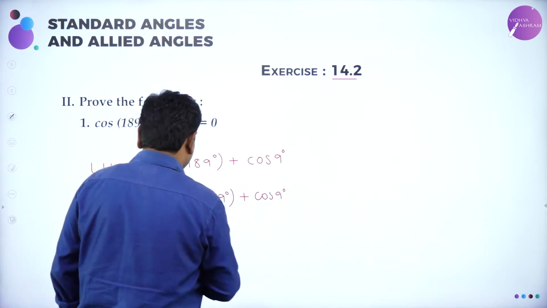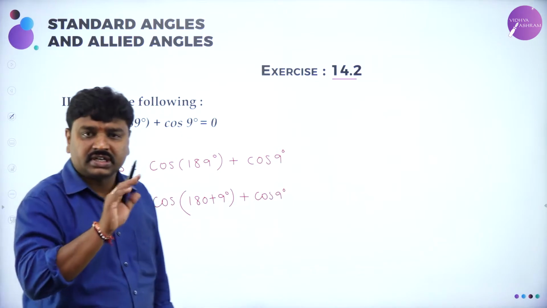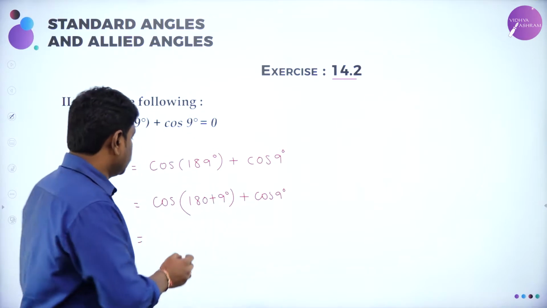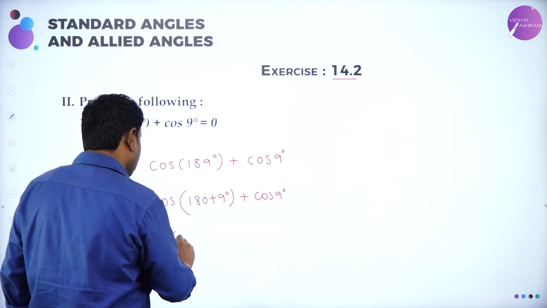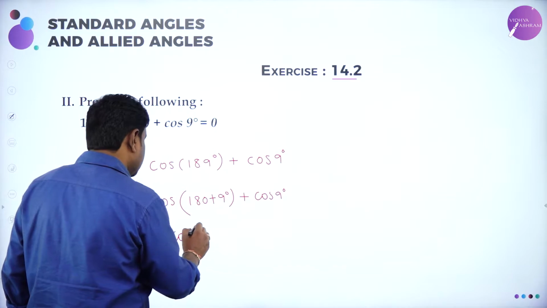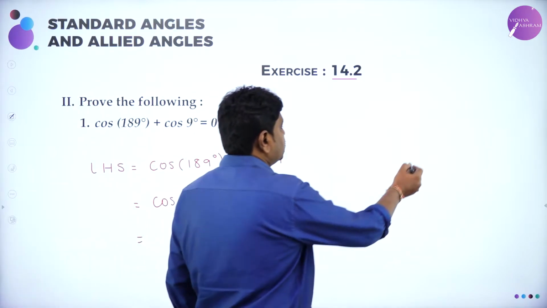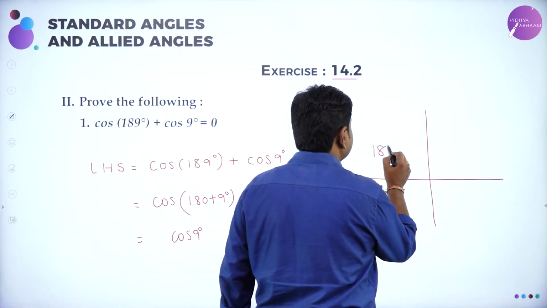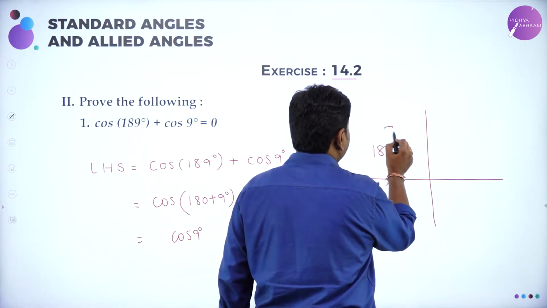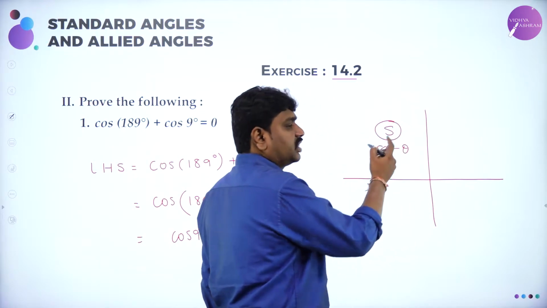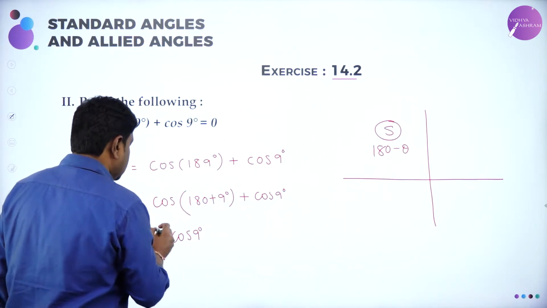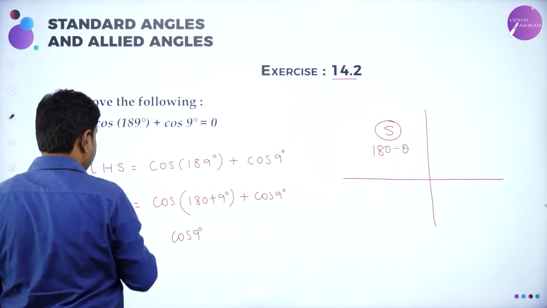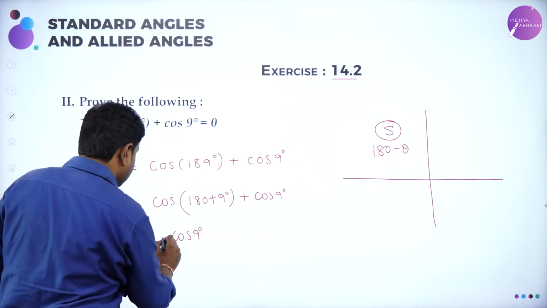All of you know the rule, for 180 and 360 the function does not change. So here the function does not change, it will be cos 9 degree. And now we should see the sign. See, all of you know the ASTC rule, 180 minus theta lies in second quadrant. In second quadrant, yes means sine and cosecant are positive. But our question is cos, so it will be negative. So it will be minus cos 9.